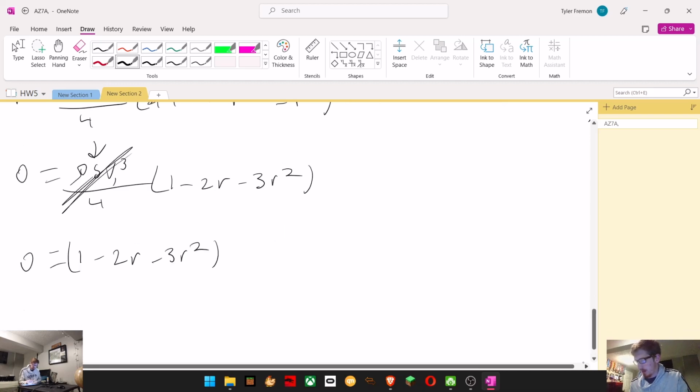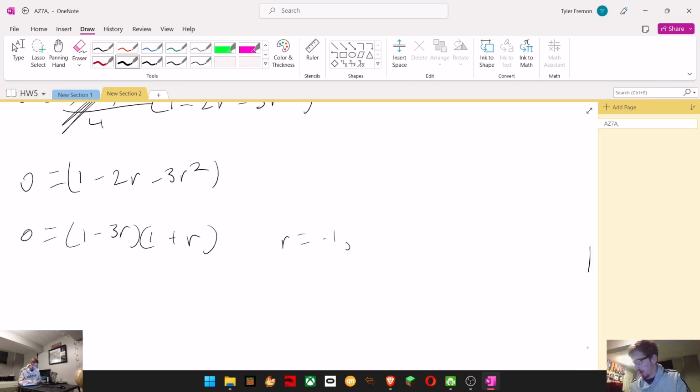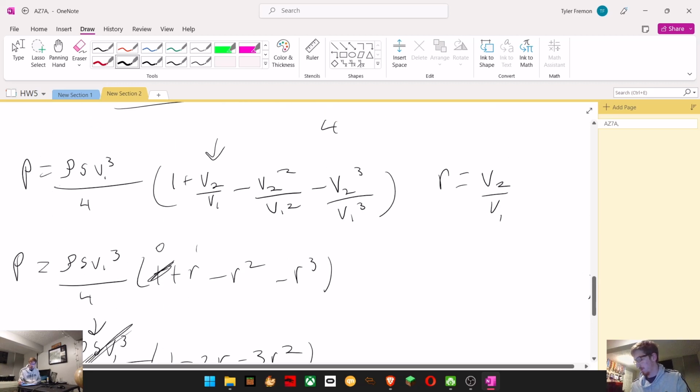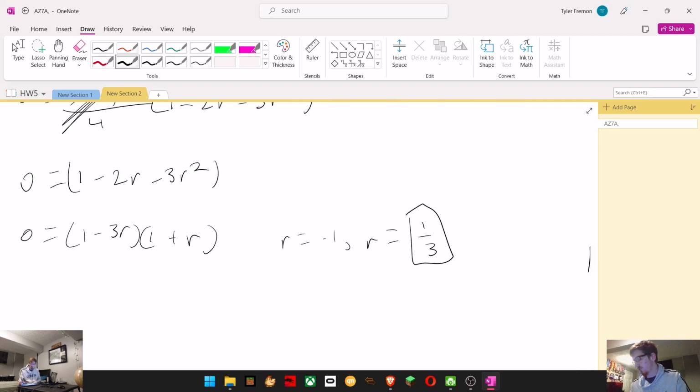So we'll go ahead and factor that. We have 0 equals 1 minus 3R and then 1 plus R. So we have R equals negative 1, which of course doesn't work. And we have R equals 1/3, which is our root. So Betz's law states that the maximum, or the optimal ratio of the outlet to the inlet velocities is 1/3.